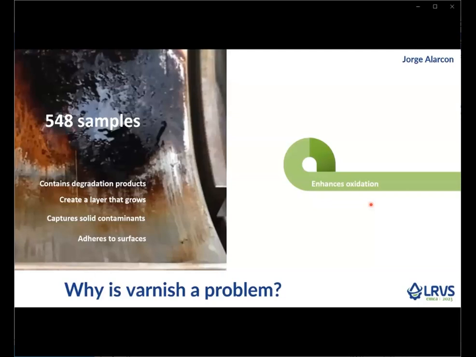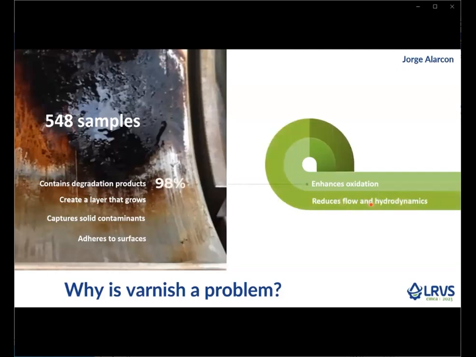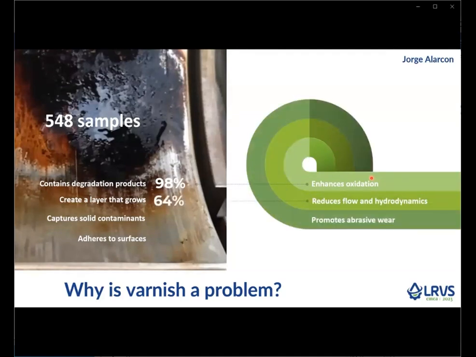In a study I did on about 500 samples, I found the following information. It's very important to understand this. Around 98% of the samples contain degradation products. It means that these degradation products will enhance the oxidation process of the oil. The greater the concentration of degradation products, the more the oxidation rate will increase.